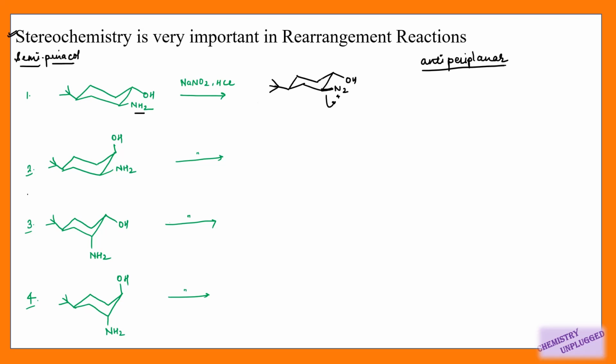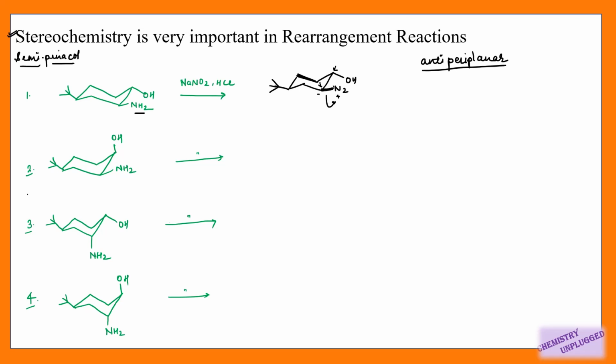Meaning, if we are removing this N2, we will get a carbocation here. We have to stabilize this carbocation by this oxygen, because it can better stabilize it. If we want to shift this carbocation from this carbon to this one, then we have to migrate this carbon. When we migrate it, we will get a positive charge here, and migration of this bond is very easy because these two are anti-periplanar to each other.